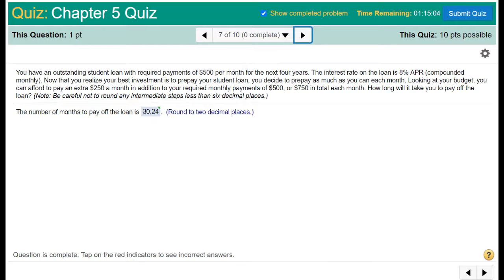Payment equals negative 500. Future value is 0. And then compute for present value.